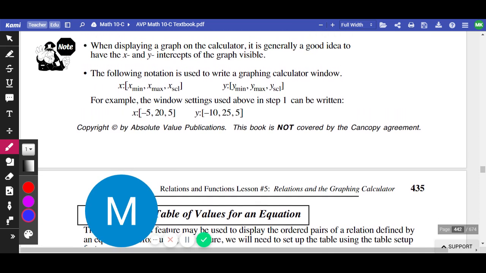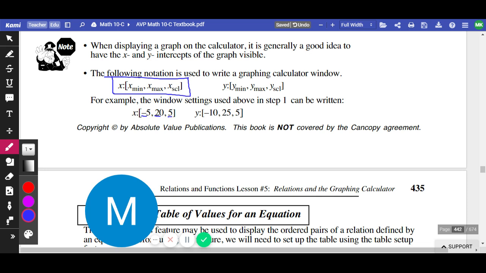A little note for you guys. So how you write your window settings, how you'll see it written in the textbook, is like this. I'm going to follow this format. So if I was like, what was the window setting for your question? You would say minimum was -5, maximum was 20, scale was, I usually put 1. If you put 5, that's fine. You won't get questions like that where I ask you that, but the textbook might reference things in that manner.